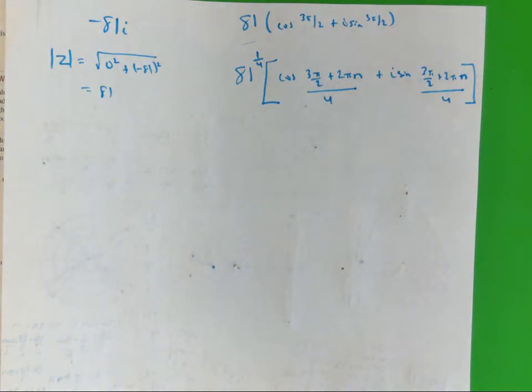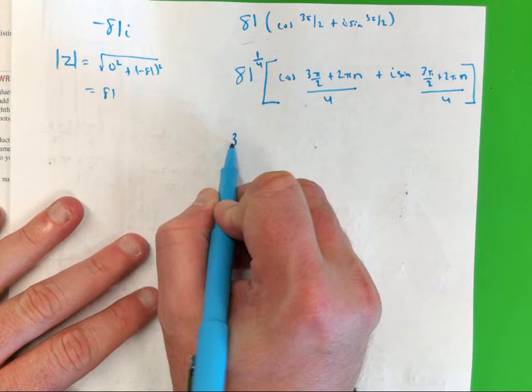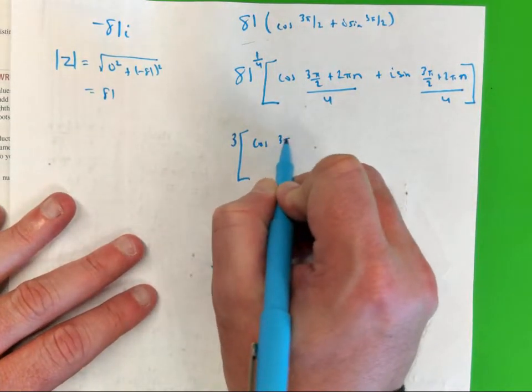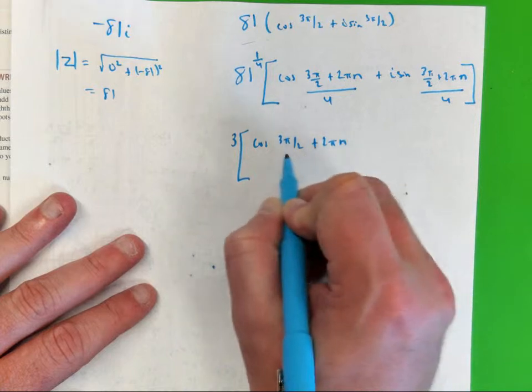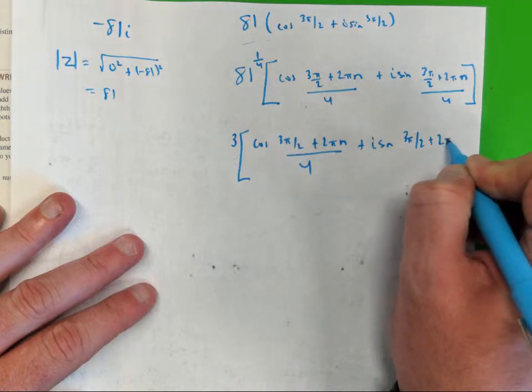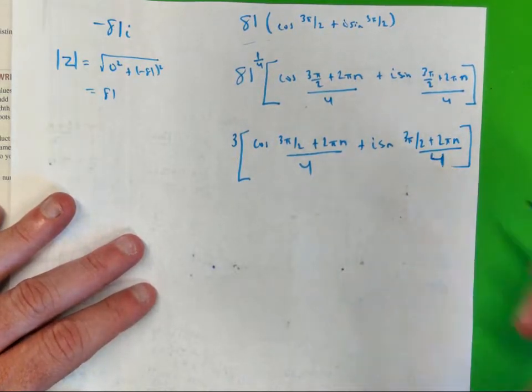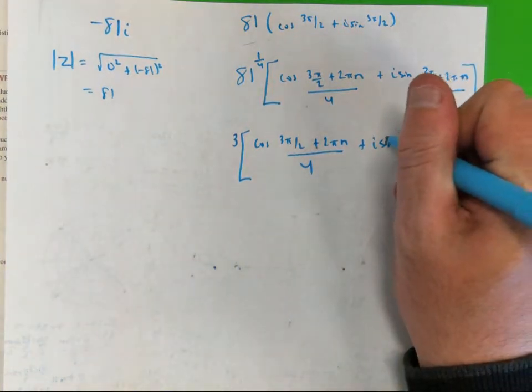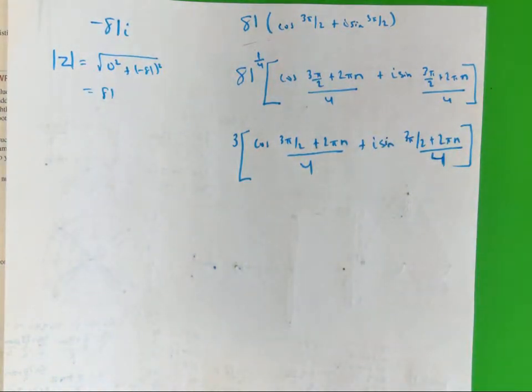Now, 81 to the 1/4. What is 81 to the 1/4? 3. Now, if I couldn't do that, I would break my radical down. Can't leave it in that form, but this is 3. So this comes down. Now we want 4 roots. That means I'm plugging in how many numbers? What 4 numbers would that be? 0, 1, 2, and 3. Very good.